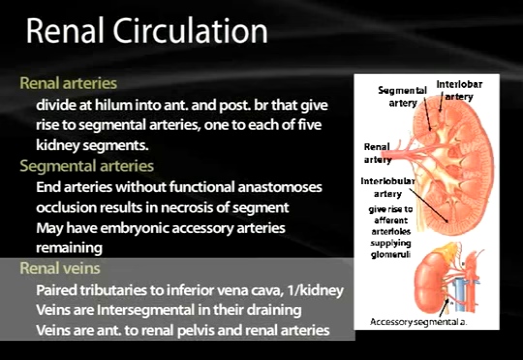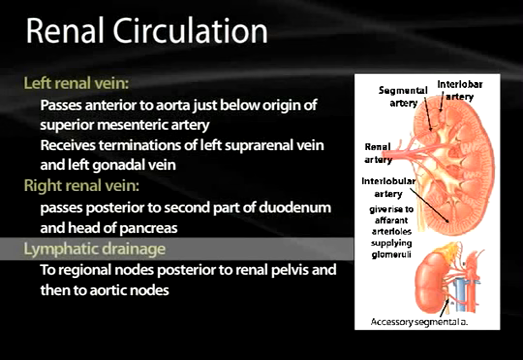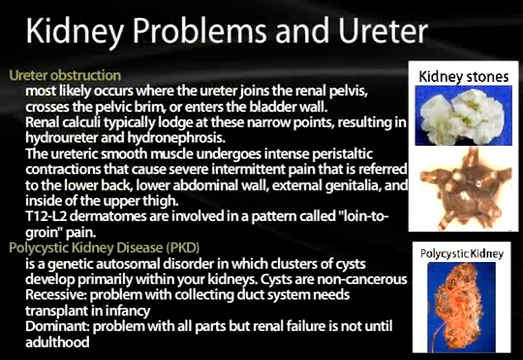The left renal vein has to cross the midline and is underneath the superior mesenteric vessel. And the suprarenal vein and the gonadal veins, as we've mentioned earlier, will need to cross into that before it crosses the midline. The lymphatic drainage of the kidneys goes to regional nodes and posterior renal fascia and pelvis, and then it will go to the aortic nodes.